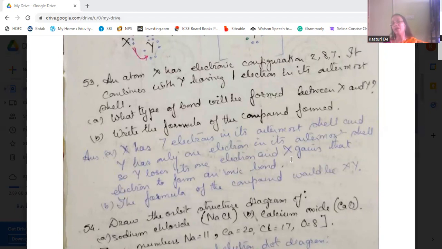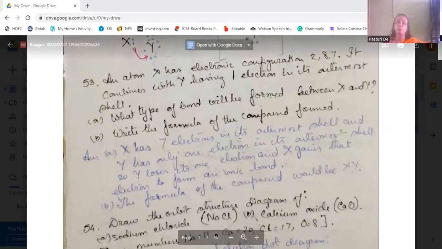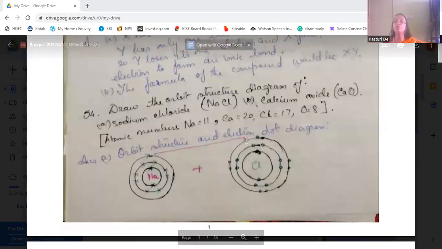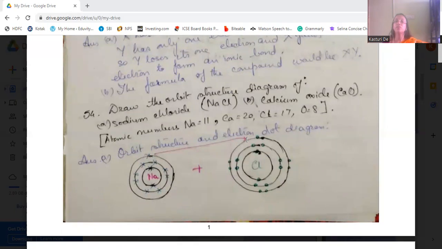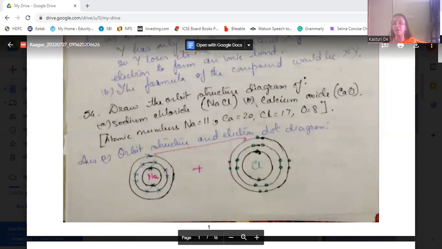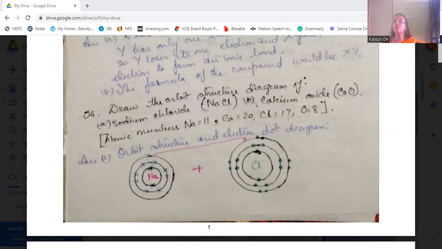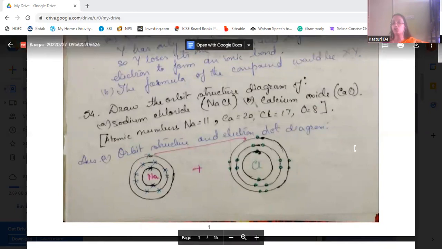Okay, because Y is giving away the electron and X is accepting the electron, so it will be YX, not XY. Okay. Now draw the orbit structure of sodium chloride, calcium oxide. Atomic number of sodium is 11, calcium 20, chlorine 17, and oxygen 8. So the orbital structure electron dot diagram will be like this.